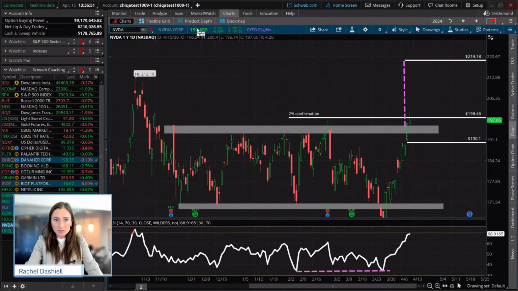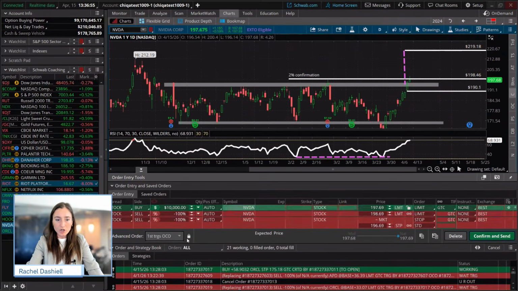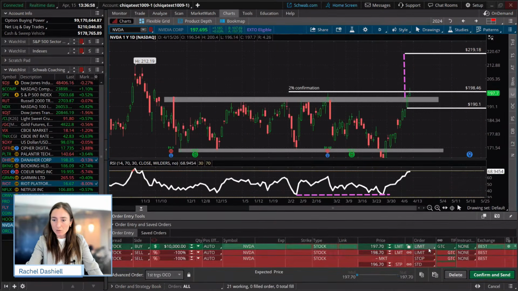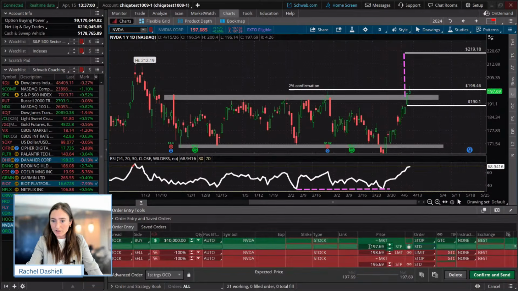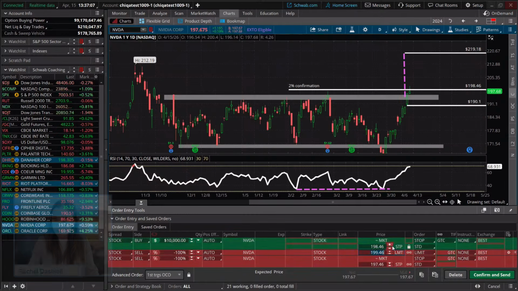So let's build this one as well. We'll go to buy custom with our OCO bracket here, and we're going to use a buy stop order yet again. And we're going to say wait till it gets above 198.46. Our limit, our upside, is 219.18, and our downside with our stop is 190.10. Again, no guarantee that the stock is going to get filled around that price. That becomes a market order.